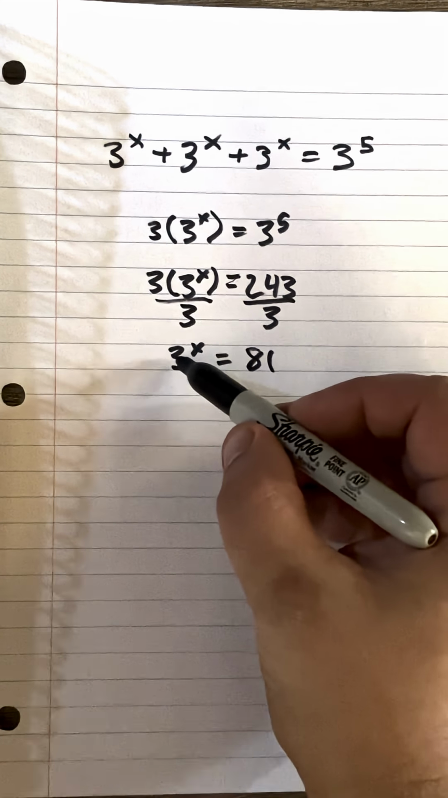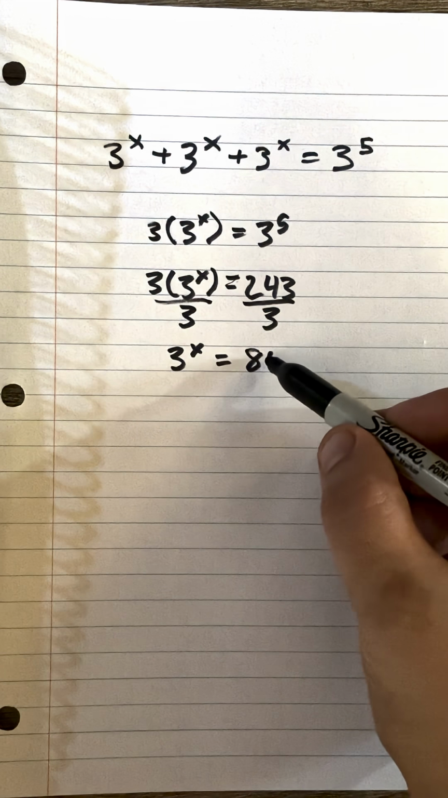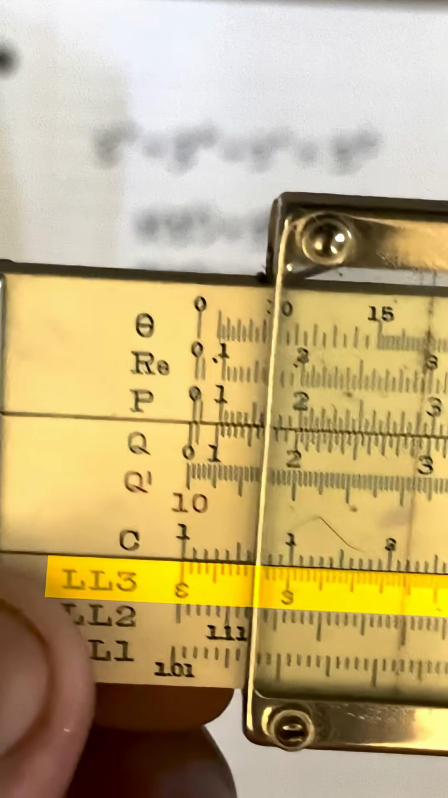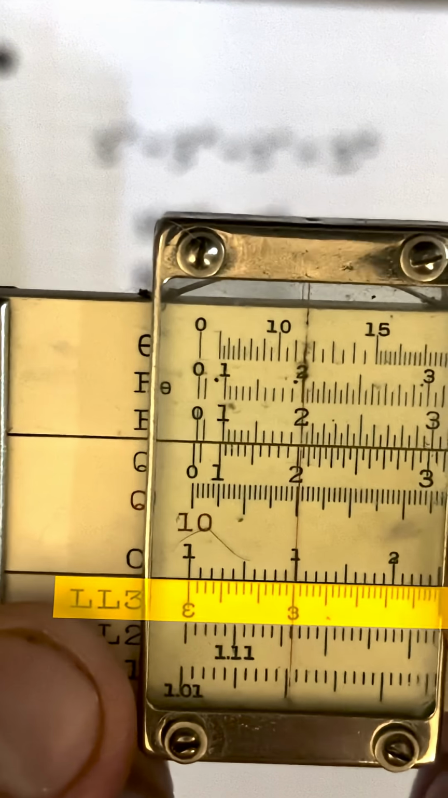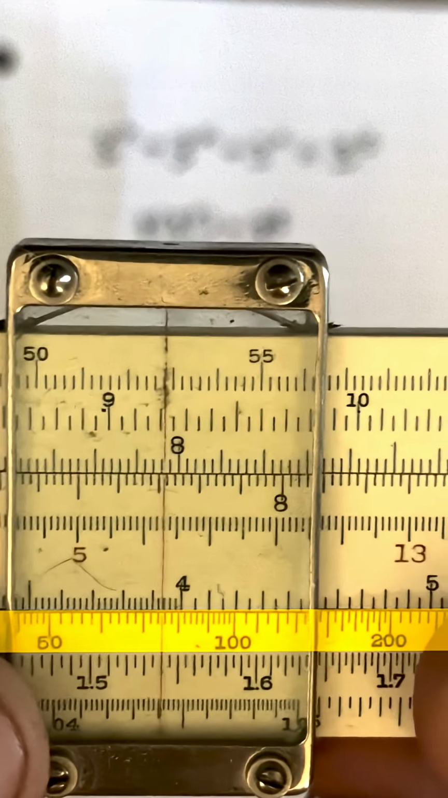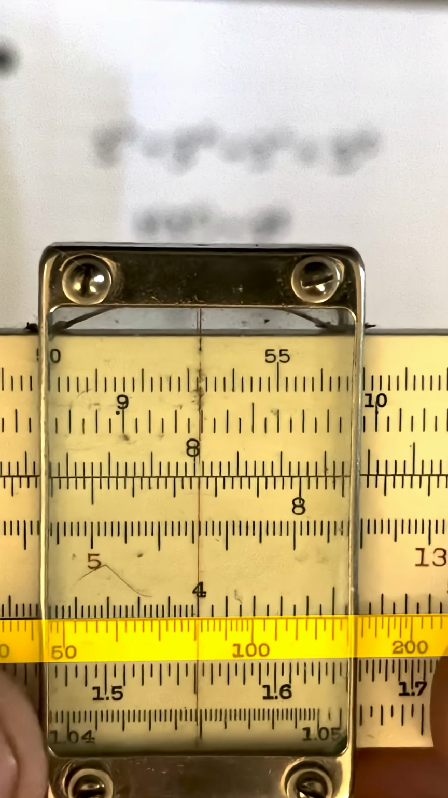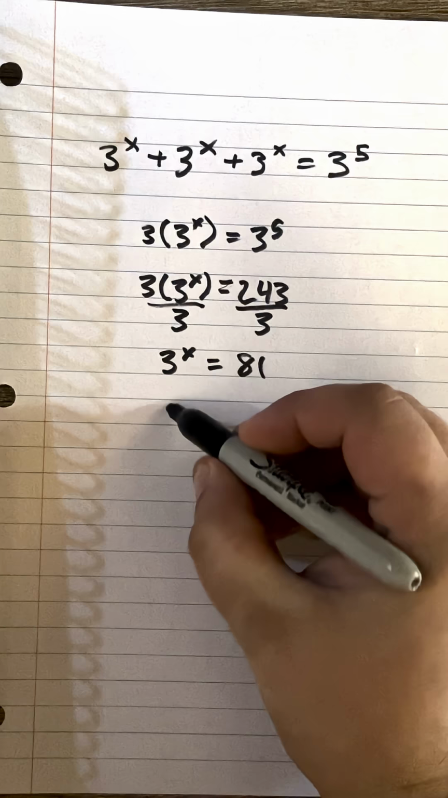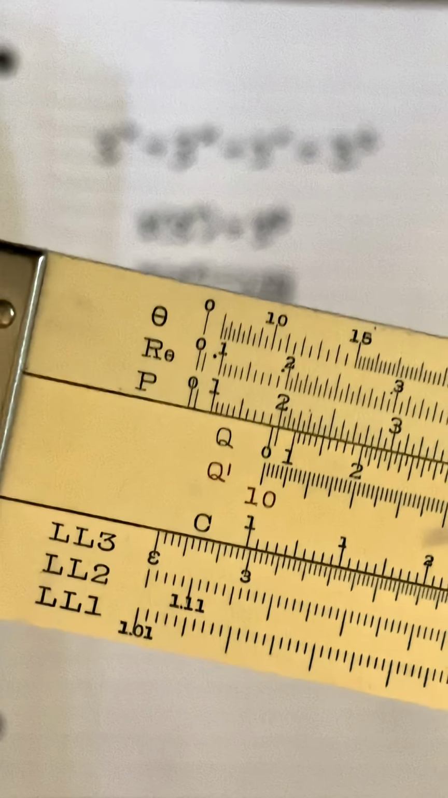Now let's figure out 3 to the power of what gets us to 81, and we can use those scales on the bottom. I'll flip back over, and on LL3, I want to find 3 one more time. Let's set the left index to the hairline, and on that same scale of LL3, I want to find 81. And if we look up on C, that'll give us our exponent of 4. So x equals 4. And that's how you solve that problem.